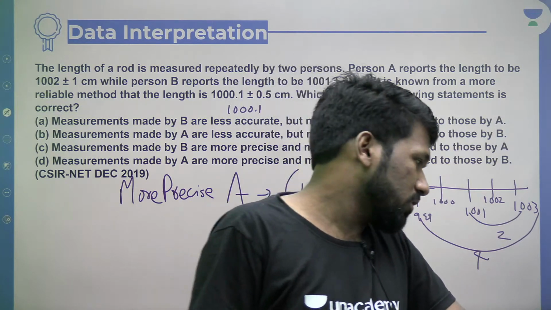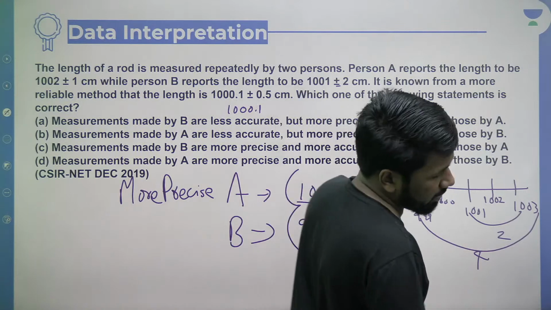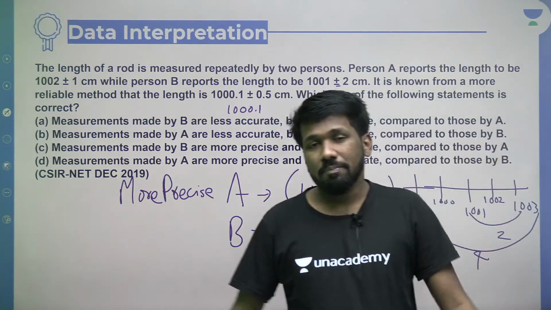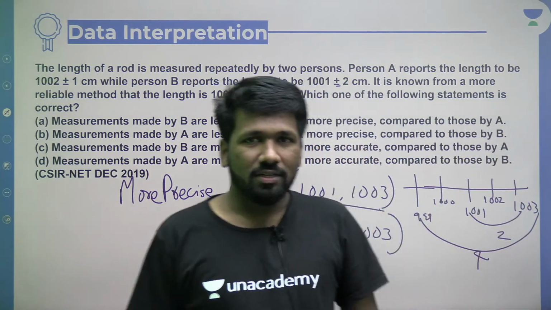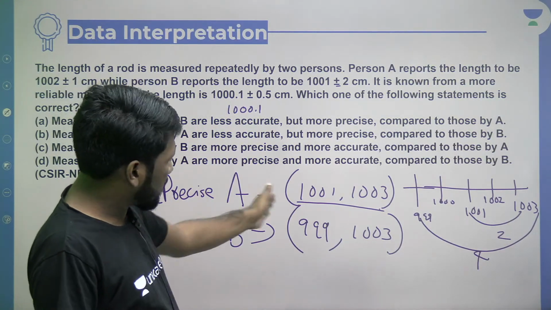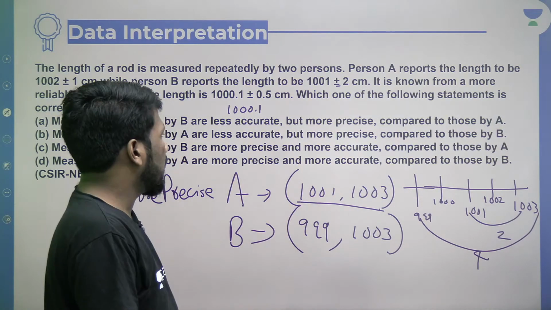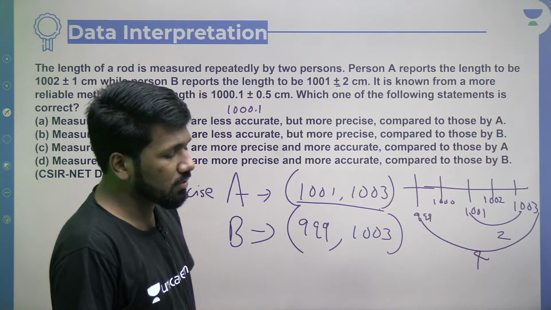Did you all understand? Being precise does not mean being accurate, and being accurate does not mean being precise. Sometimes both can come together. Here, precision is clearly more in the case of A, because that is a smaller set compared to this. But accuracy is always connected to the correct answer.